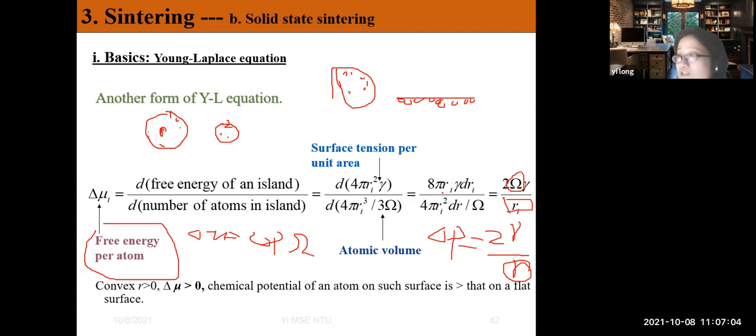Why is this important? We're going to explain later. When these two particles come together, the atoms will move. Sintering is when particles come together, right? We said before, at the very beginning your particles are in contact with vapor, but now they have come together, so the atoms will move. The question is, where will the atoms go? Do they go from 2 to 1 or from 1 to 2? Can you answer this first?